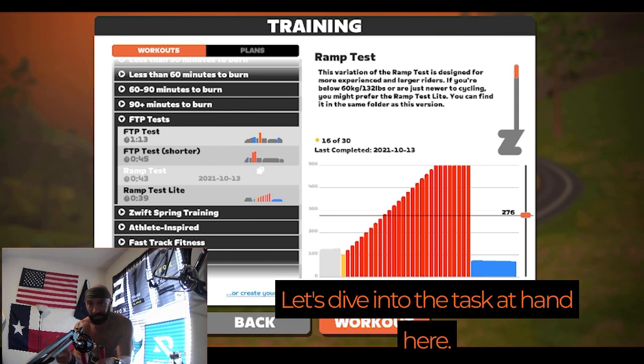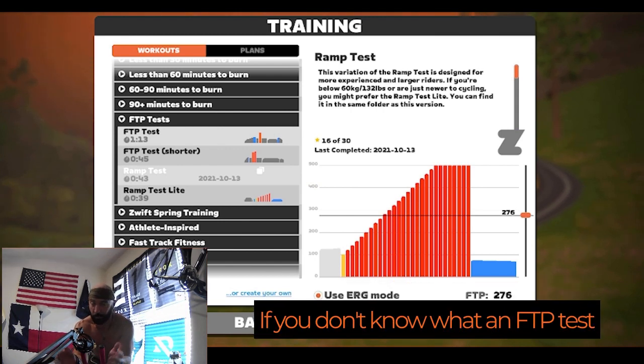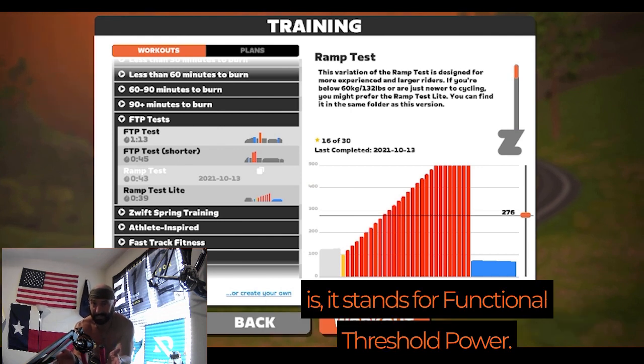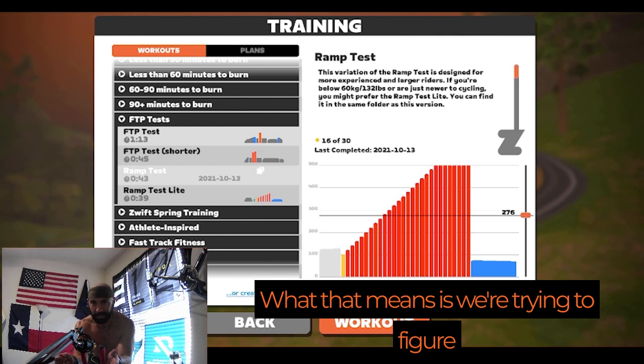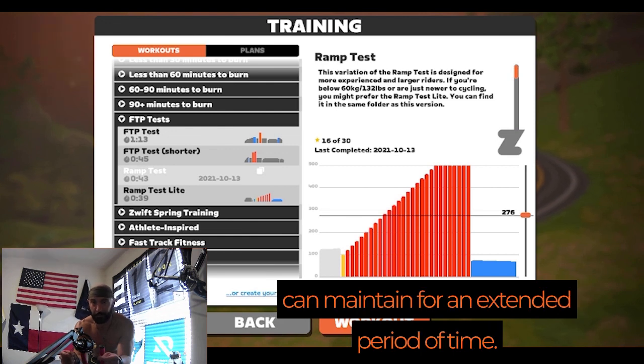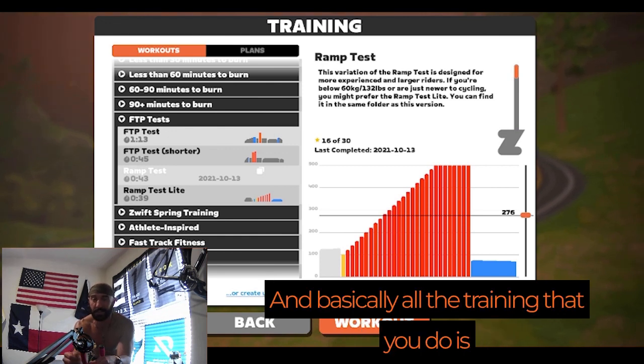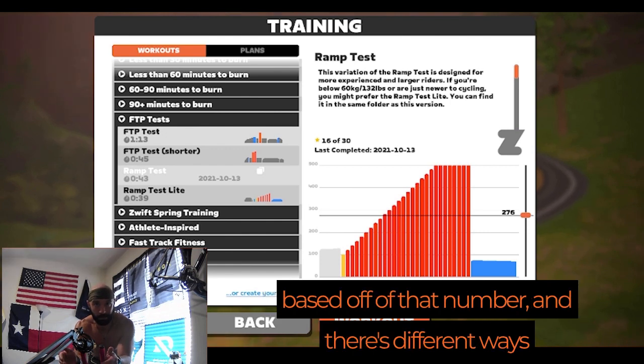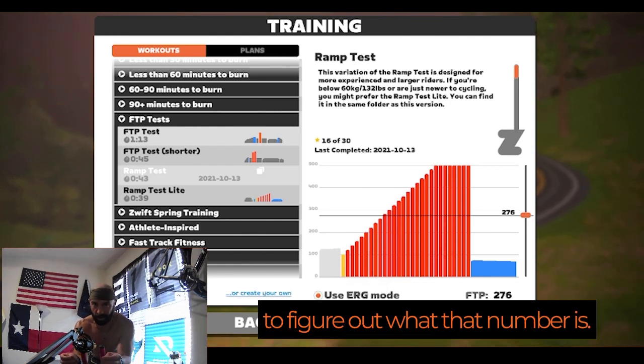Enough about me, let's dive into the task at hand here. We're going to be doing an FTP test. If you don't know what an FTP test is, it stands for Functional Threshold Power. What that means is we're trying to figure out what's the optimal wattage range that I can maintain for an extended period of time. And basically, all the training that you do is based off of that number. And there's different ways to figure out what that number is.